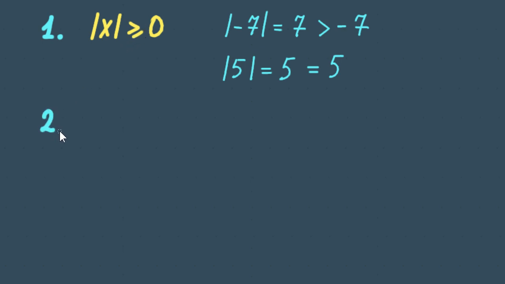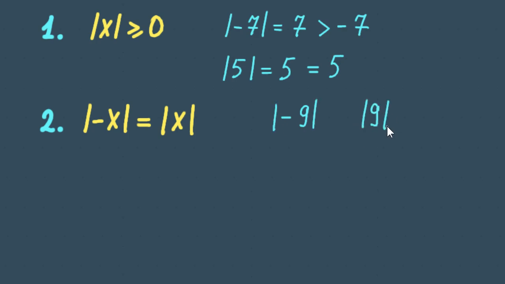The second property. The modules of opposite numbers are equal. Opposite numbers differ only by sign, and here everything is simple. Consider two opposite numbers. And the modules of these numbers will be equal to the same number. So they will be equal to each other.